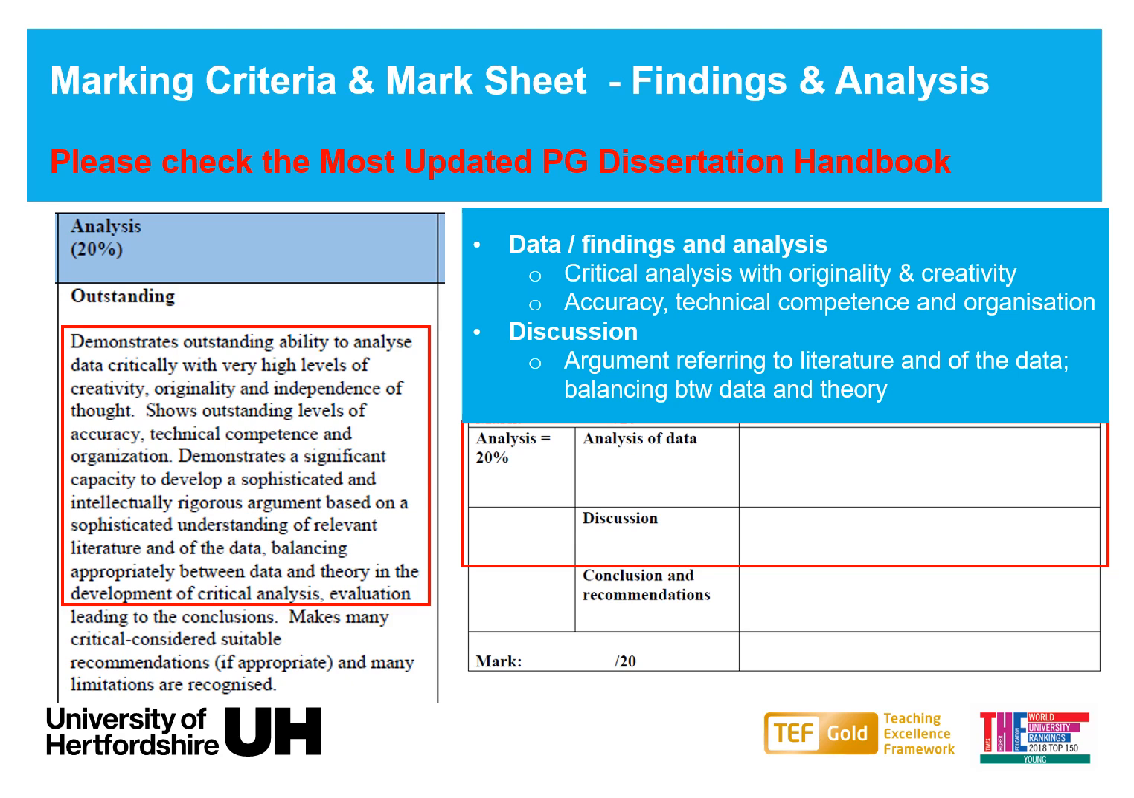In today's presentation, we just focus on analysis of data and discussion. As highlighted under the marking criteria, for an outstanding piece of work, students need to demonstrate outstanding ability to analyze data critically with a very high level of creativity, originality, and independence of thought, and show outstanding levels of accuracy, technical competency, and organization. So that is for the analysis of data.